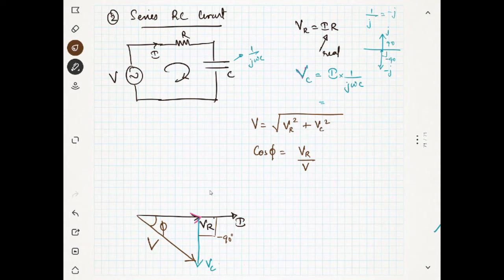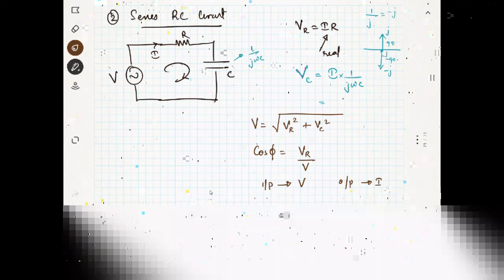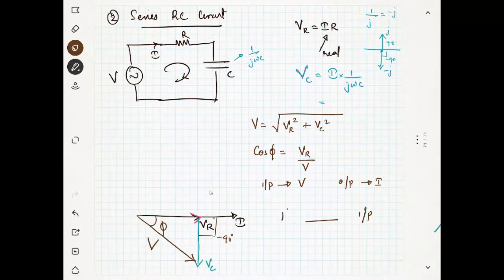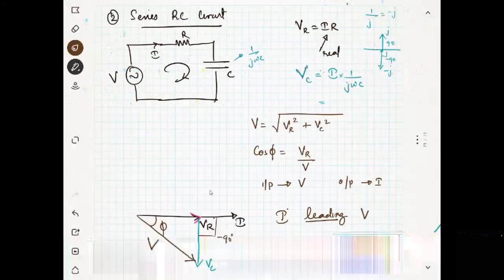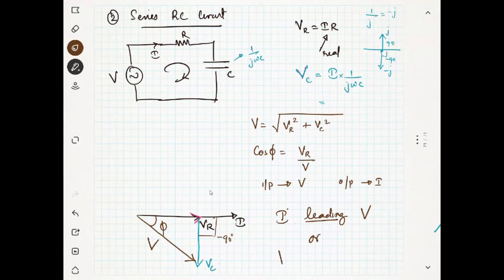I will talk about my current. Input is voltage, output is the current. My output minus input, that I will be writing. That means output is the current. My current is above the voltage, right? Yes, current is leading the voltage. Or I can say, opposite the previous case, voltage is lagging the current.